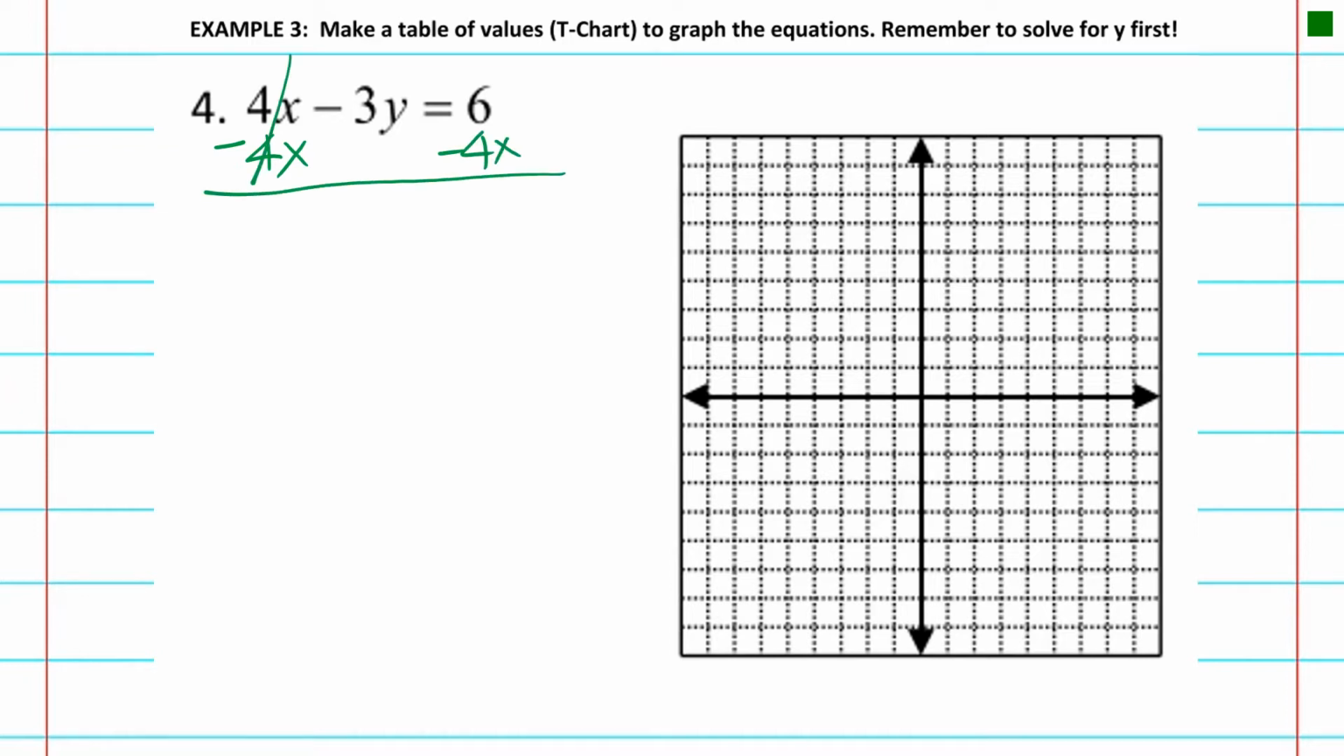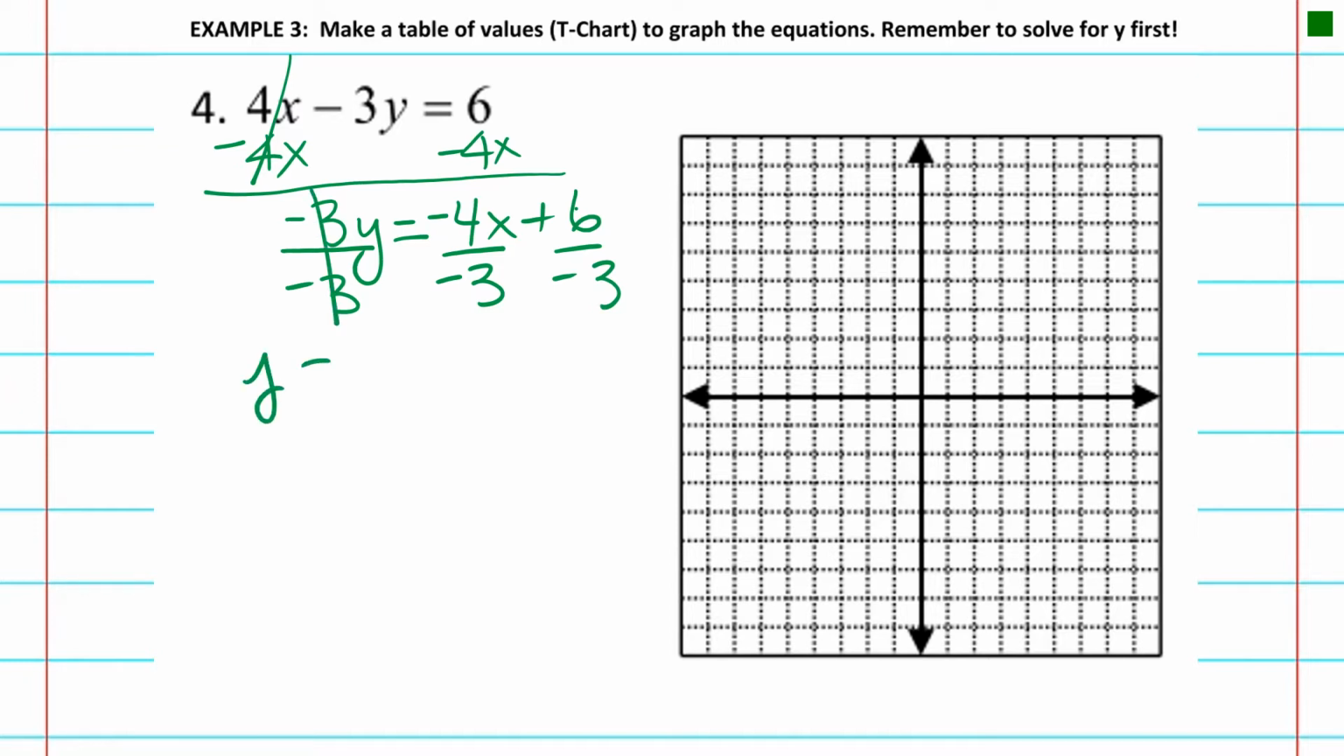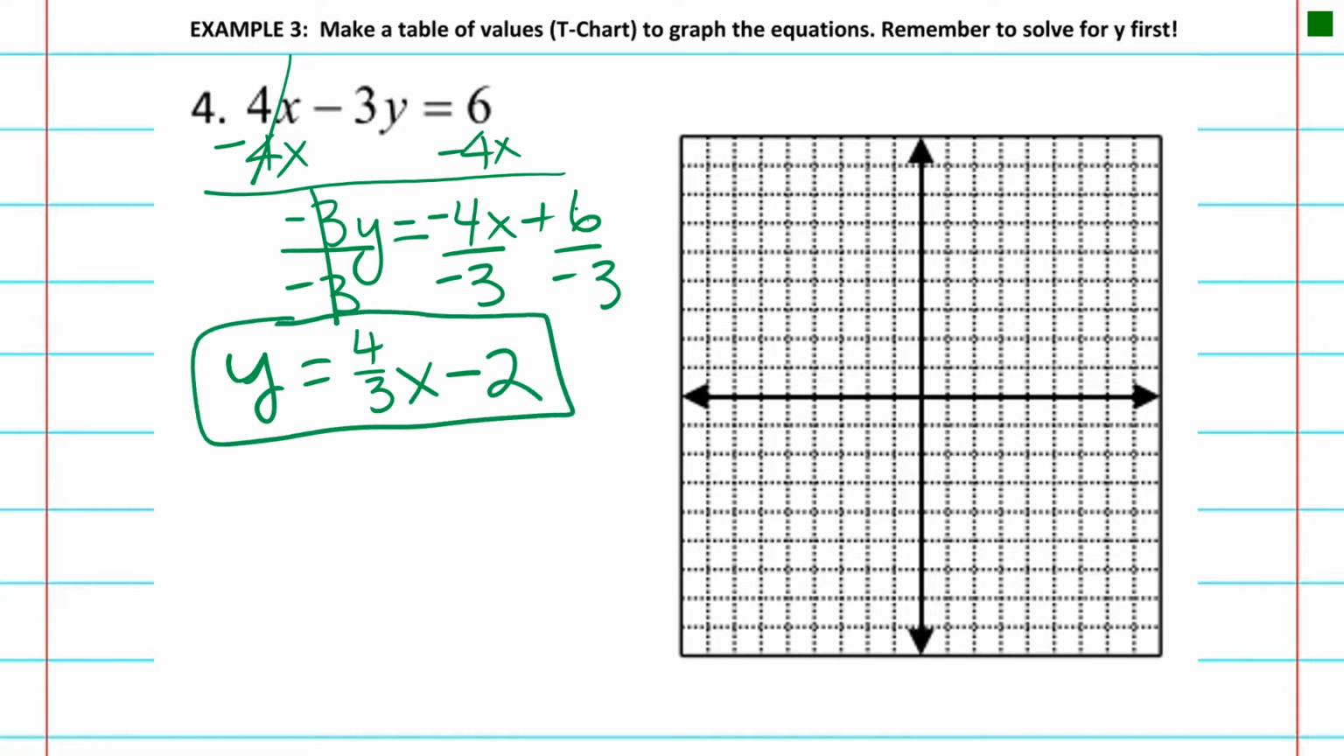The x terms cancel out. And be careful here, I've got negative 3y equals, I'm going to put my x term first, so negative 4x plus 6. Now, the y is still not isolated, it's still not by itself, so I have to divide by negative 3, and I must do that for each of the terms. All right, the negative 3's cancel out, so I get y equals, negative divided by negative here is a positive, so I get 4/3 x, and then I have 6 divided by negative 3, which is negative 2. So that's my equation. If you aren't sure how I got that, please pause the video or rewind it and go back and look at it again.